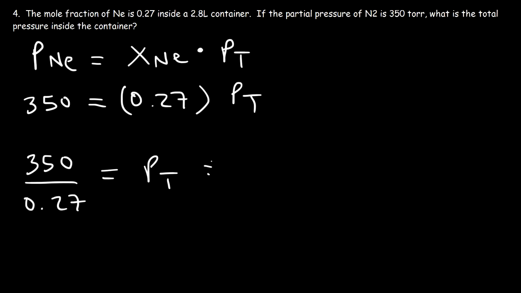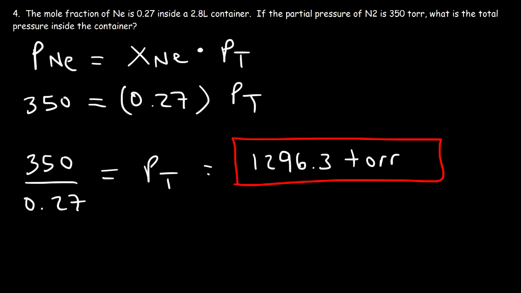And so that's going to be 1,296.3 torr. So that's the total pressure in this example. And if you want to, you can convert it to ATM.